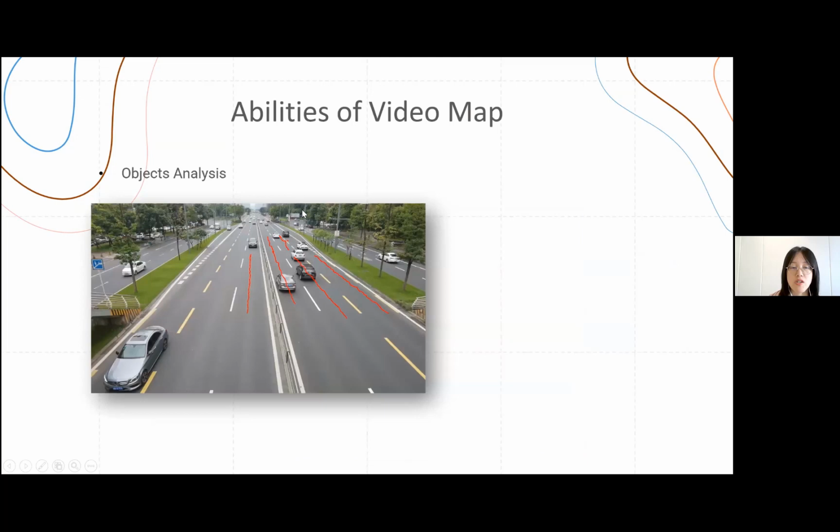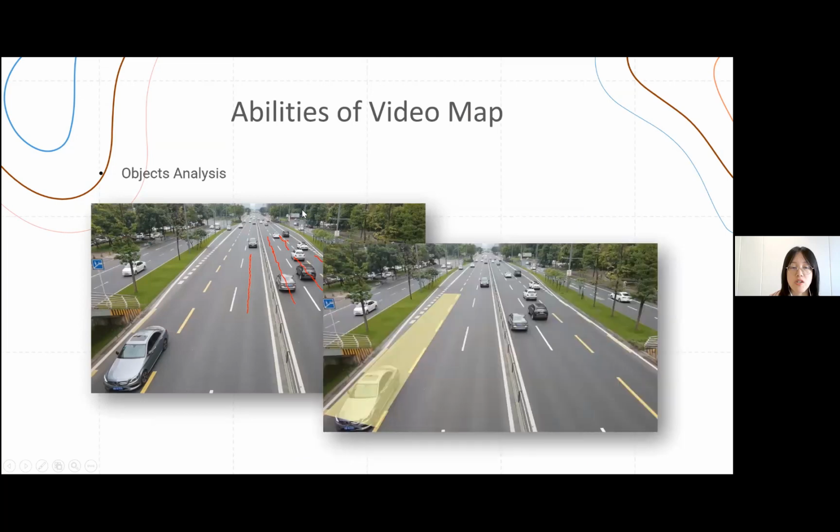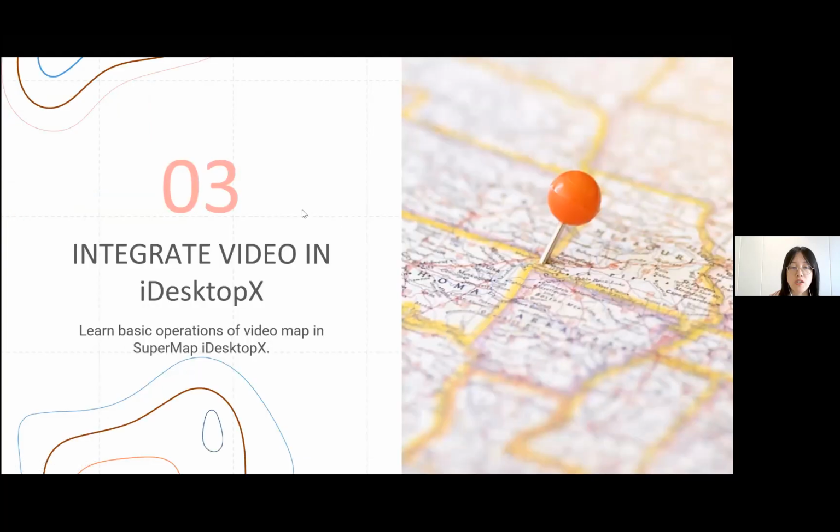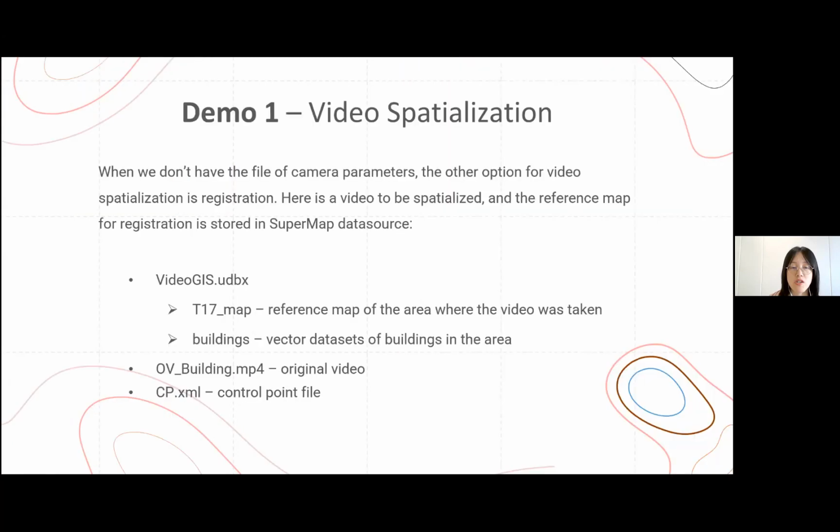And so here, let's move to our last part, which is about some basic operations of video map in SuperMap iDesktopX. Our first demo is to simply create a video map in our desktop software, import a local video into that video map, and then assign a coordinate system to it based on our reference map.